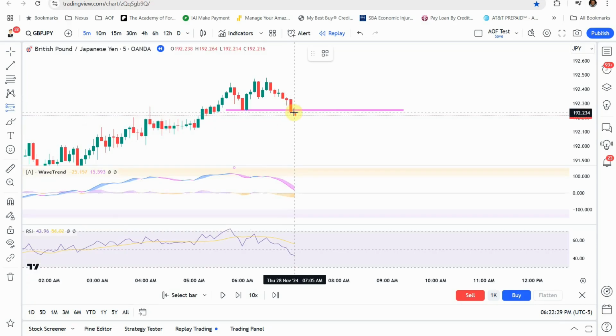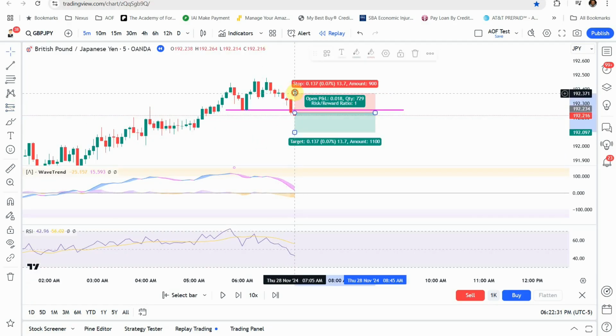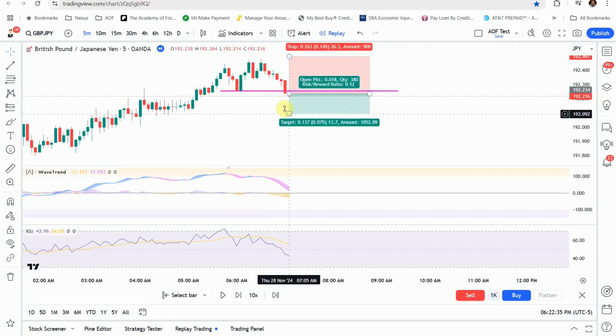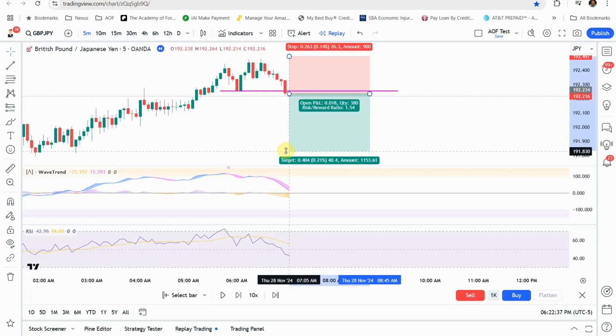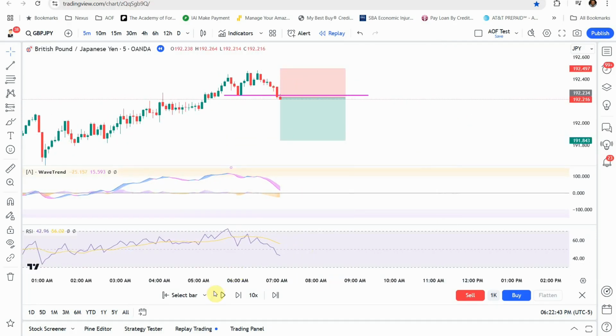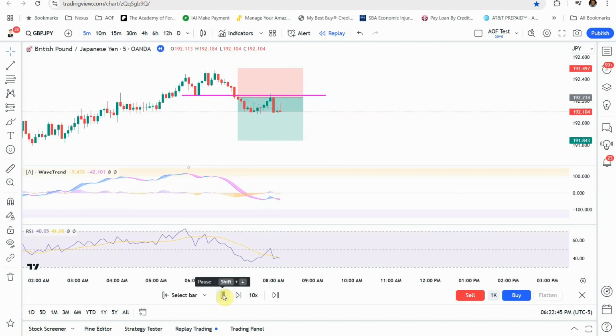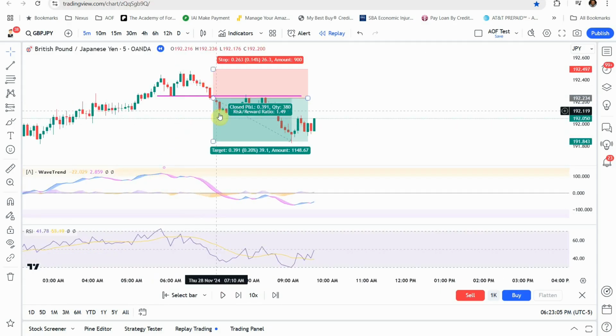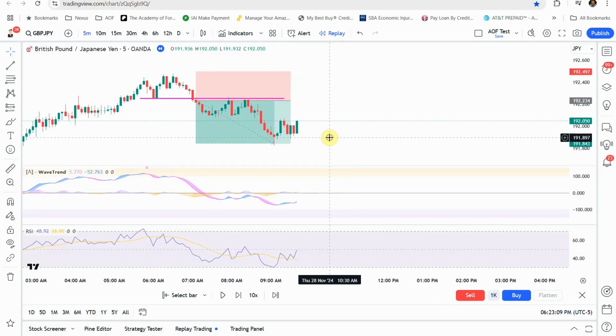What we're going to do is put our trade right here. We're going to put our stop just right above this pivot area. Then we're going to target a 1 to 1.5 risk reward, which puts us right about there. Let's play this forward and see how it plays out. Alright, so we make this nice steady climb down here, getting us to our take profit.